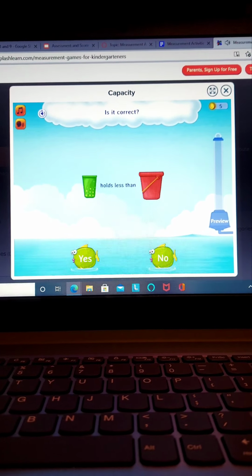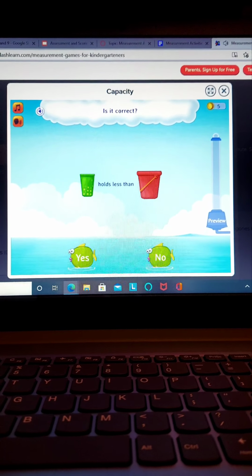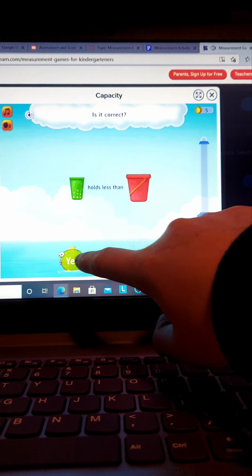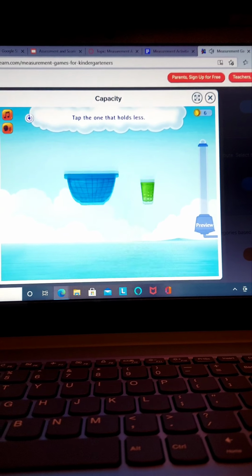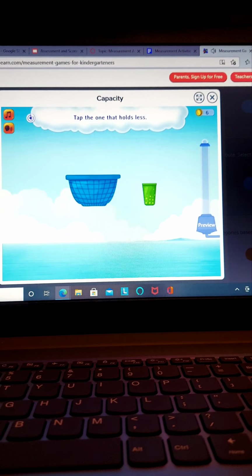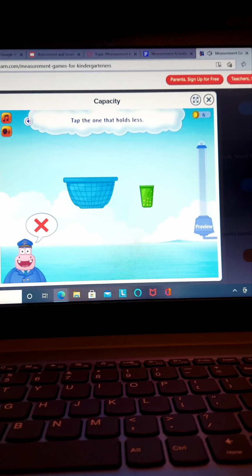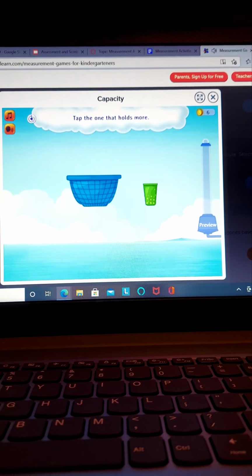Glass holds less than bucket. Is it correct? Yes. Fabulous. Tap the one that holds less. Master. This holds less. Tap the one that holds more.